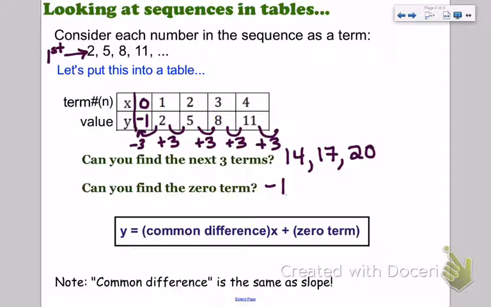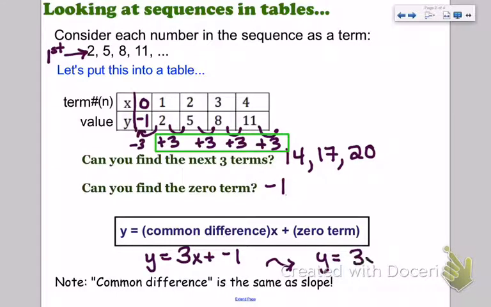So to write an equation of our sequence, it's y is equal to our common difference. Our common difference is what we are adding or subtracting from left to right. So I added 3 each time left to right, so my common difference is 3 times x, and then I add my 0 term, which is plus negative 1. So I can rewrite that as y is equal to 3x minus 1. And then I'm finished. So note that the common difference is also the same as slope, which we talked about 2 topics ago.